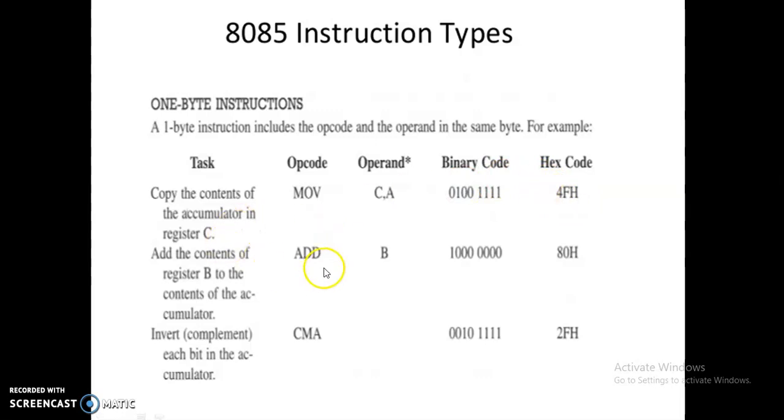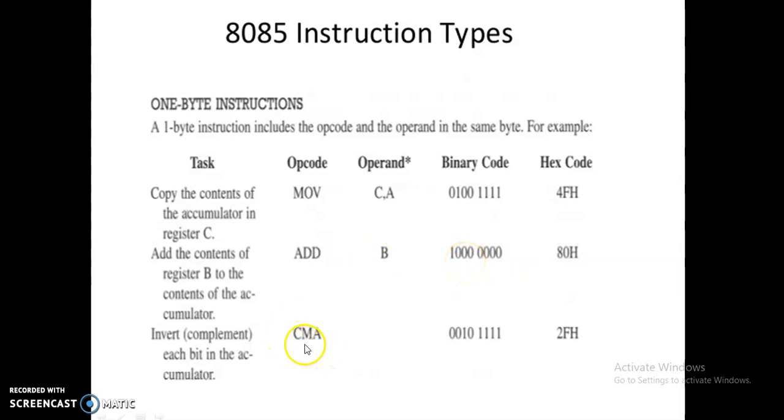The second instruction is add B. Here you can see only one register. This means in the add instruction the accumulator is implied by default. So add means A equal to A plus B. It adds the content of register B to the content of the accumulator. The equivalent hexadecimal code of add B is 80H. This was converted to this binary code.